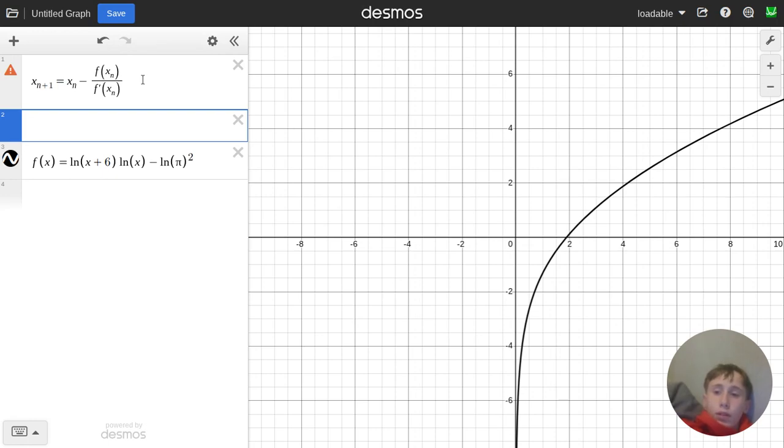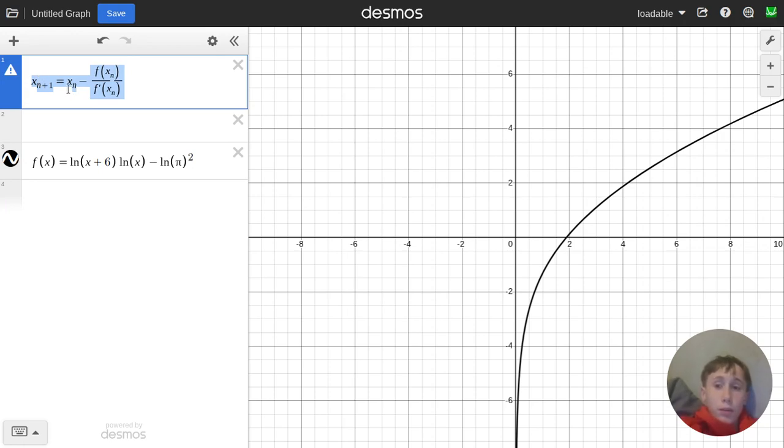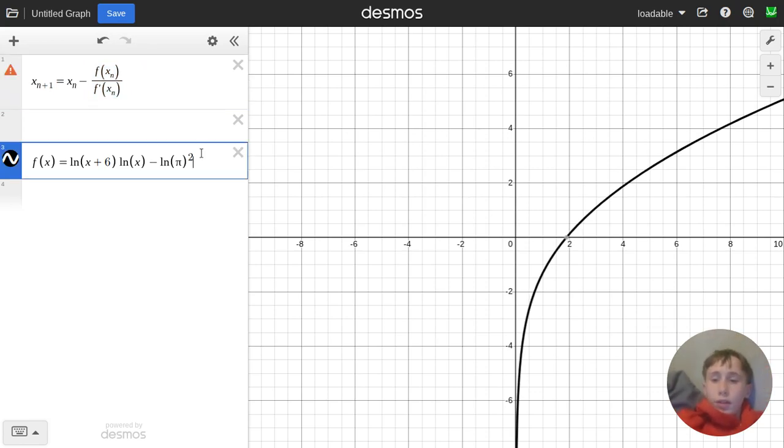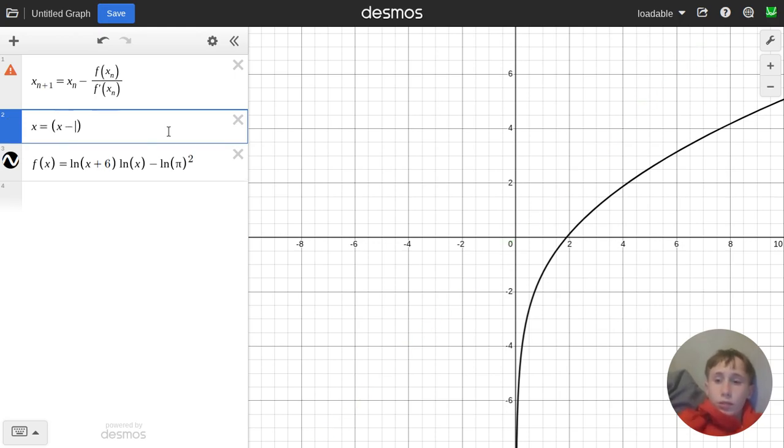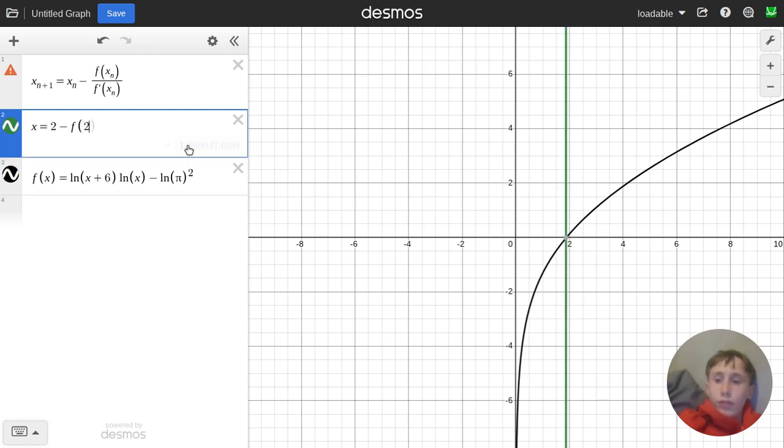So this is essentially saying that the new x is going to be the old x minus this ratio here, which is, of course, just the function with the old x inputted over the rate of change of that function with the old x inputted. So let's try it with something like this, right? So x equals x minus, okay. Right, so x equals, let's say, 2 minus f(2) over f prime(2).